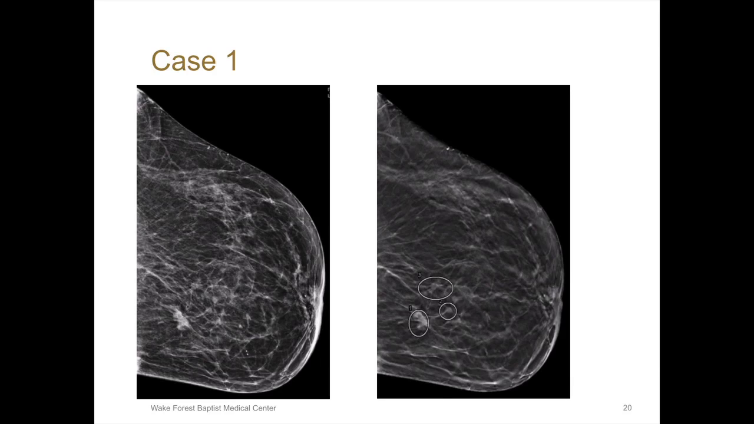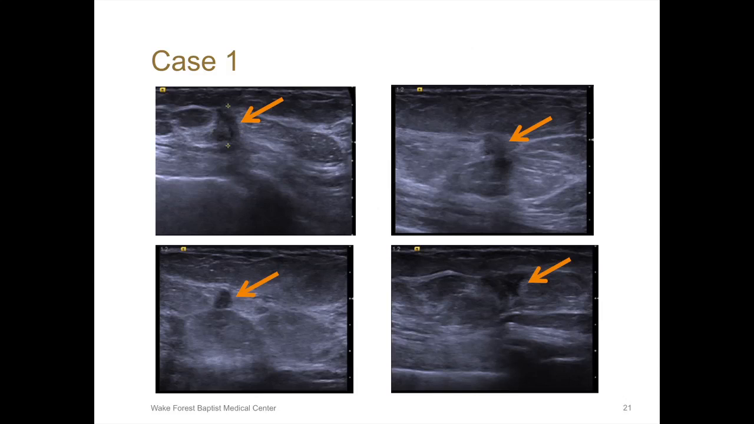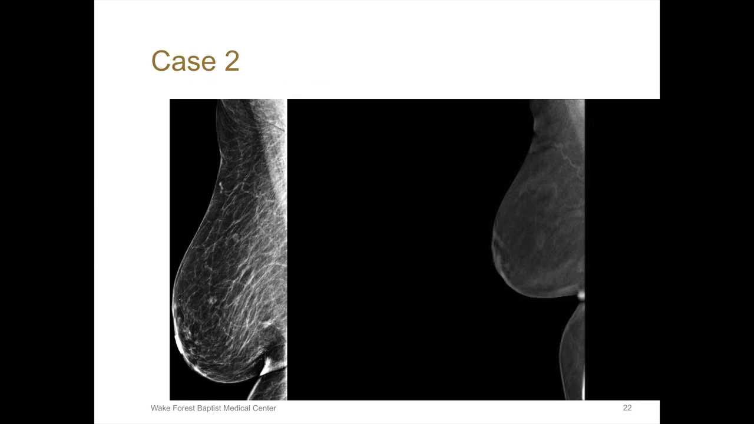So we know to work her up for those multiple masses, and knowing that can change her surgical management eventually. She did get worked up with ultrasound, and each one of these orange arrows points to a different mass that was found in the breast. So she was found to have a total of 4 masses, and she was found to have invasive breast cancer.